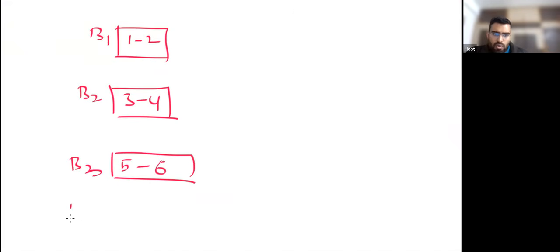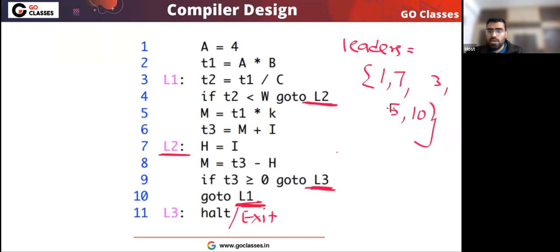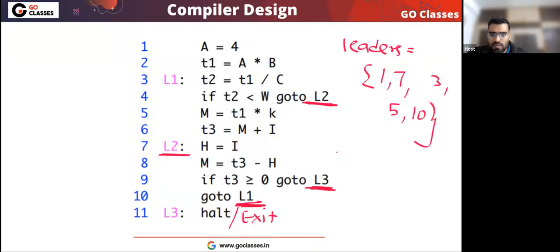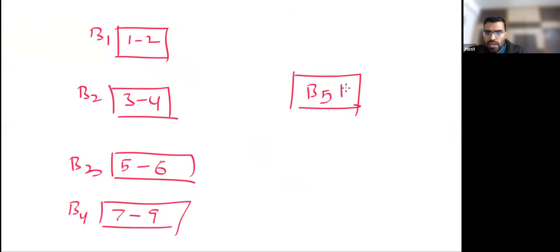Then you have B4, which is 7, 8, 9, so 7 to 9. And then you have B5, which is only instruction 10. Here you only have 10. Okay, is this clear? How many edges?